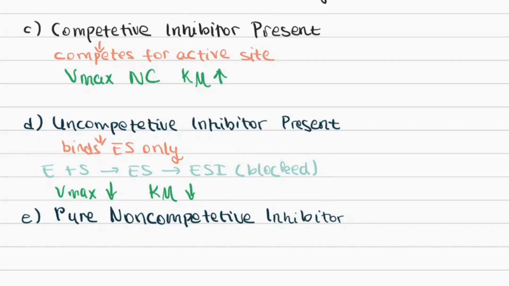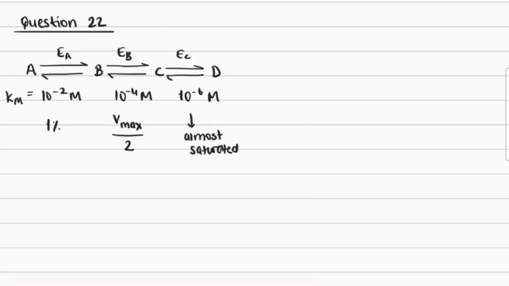In option E, a pure non-competitive inhibitor is present. It binds to a different site on the enzyme, not the active site, and inactivates enzymes whether or not substrate is present. With fewer active enzymes, Vmax falls, and binding of substrate isn't affected, so Km stays the same. No change. I'll be doing question 22.